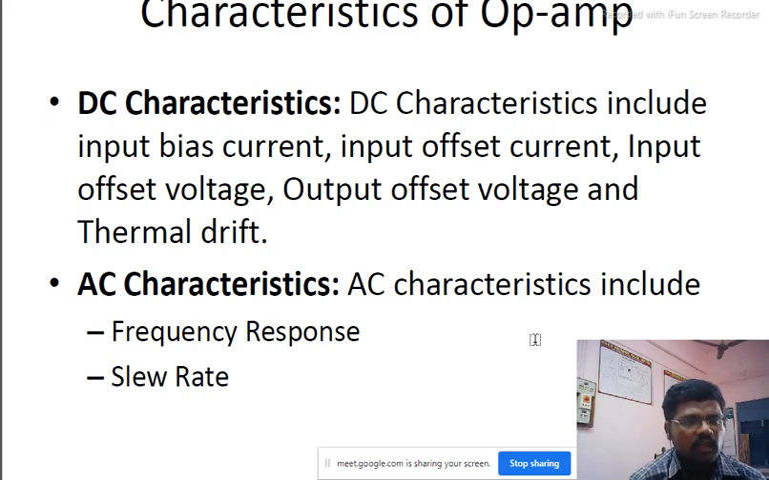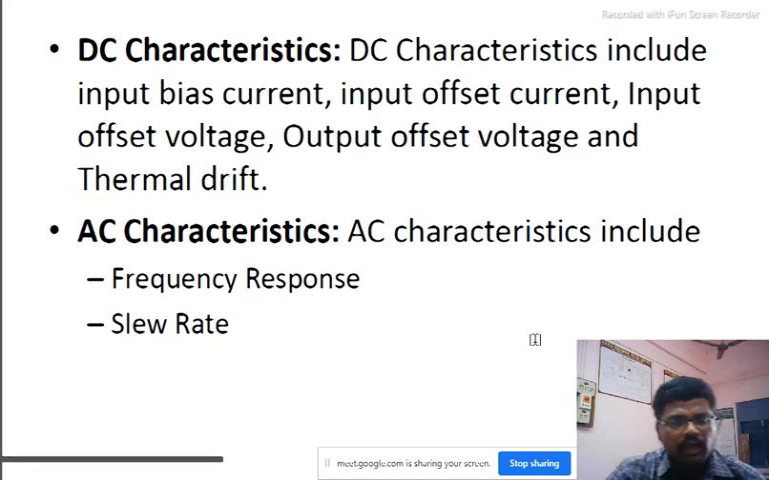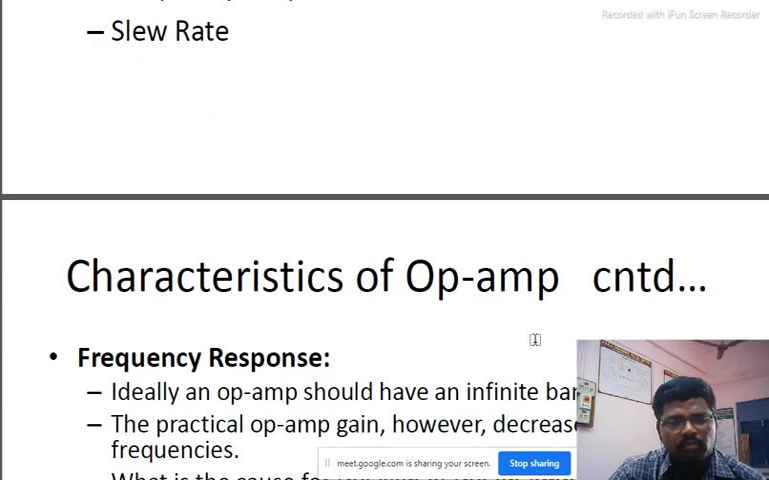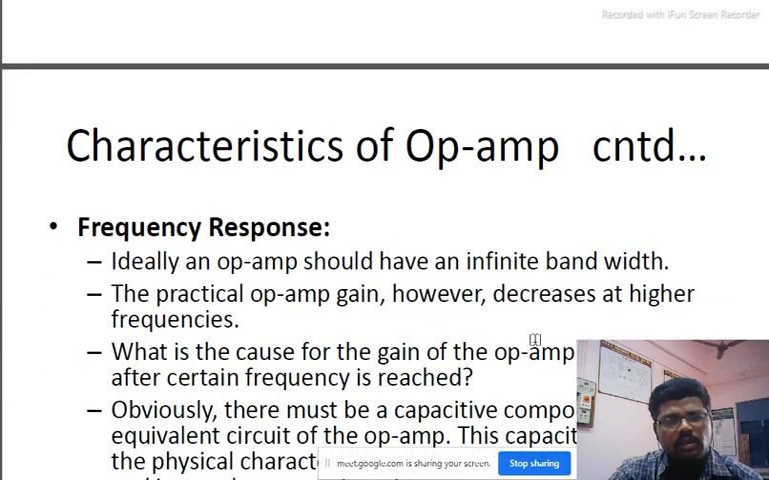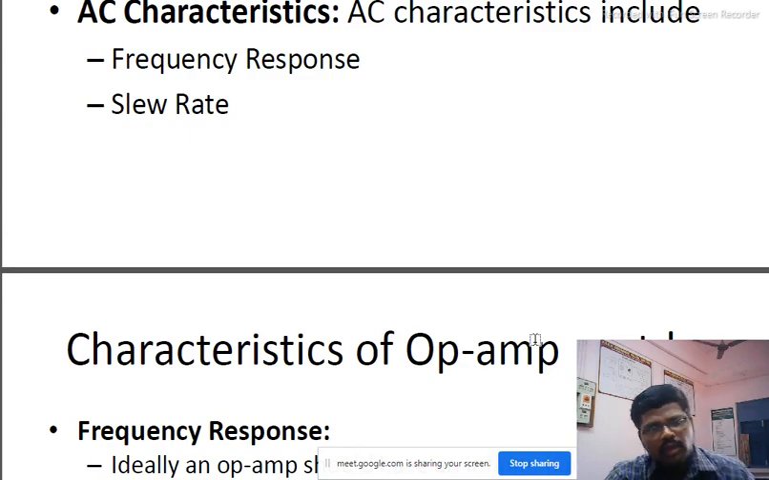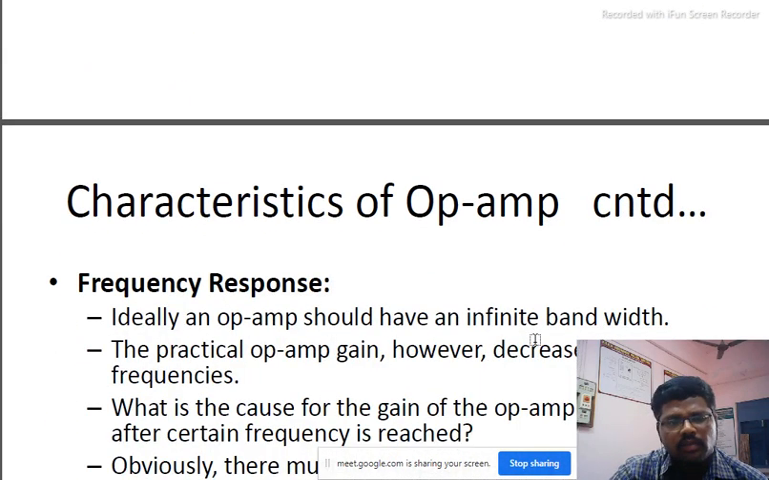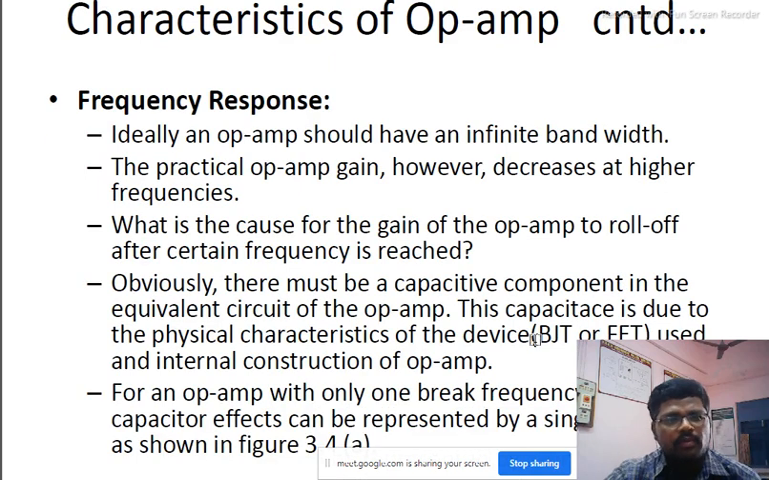And also the AC characteristics, including frequency response and slew rate. CMRR and frequency response, these two conditions will be affected. Next, characteristics of an op amp: therefore, the frequency response.